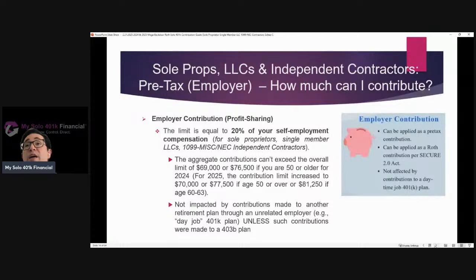Now, the exception to that general rule that you don't have to aggregate contributions made to another plan for purposes of determining how much can be contributed as an employer contribution to the solo 401k is the 403b exception. So all contributions that are made to the 403b, whether it's employee, employer, together with any contributions that the individual wants to make to the solo 401k, whether it's employee, employer, or after tax, the sum of those amounts cannot exceed the overall limit.